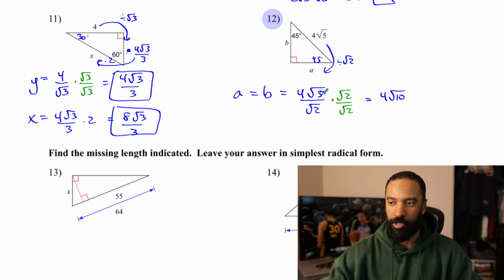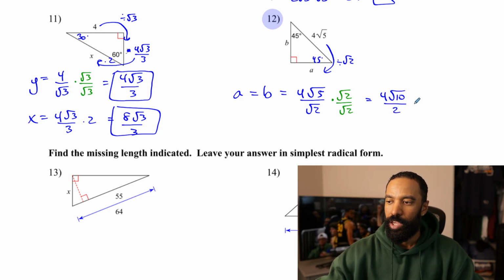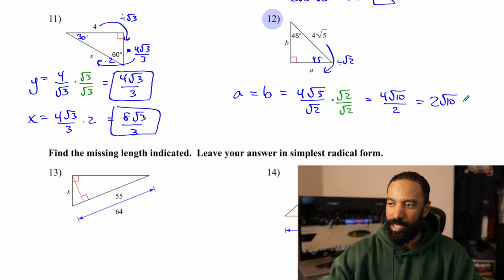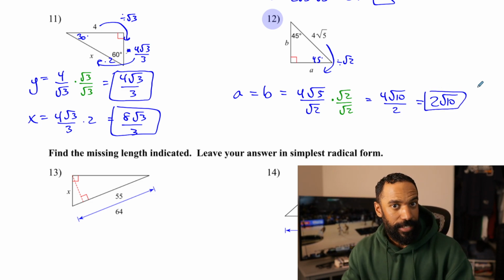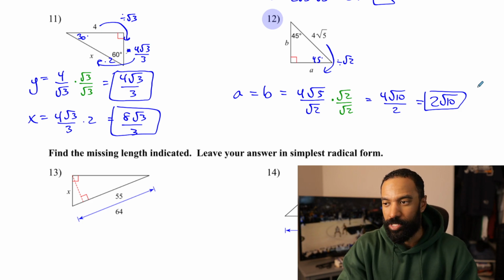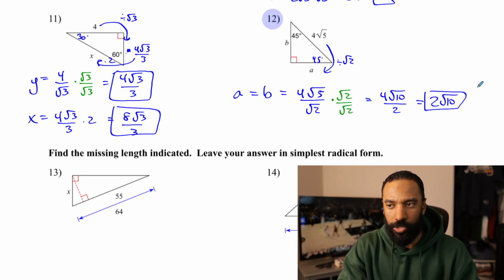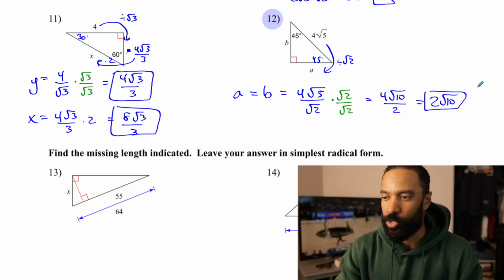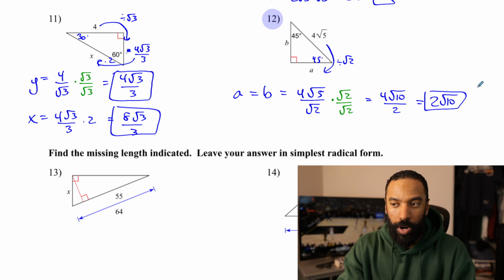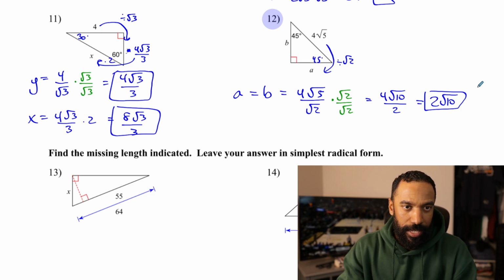See, this time this part multiplies. That guy there, over 2. 4 over 2 is 2, and you get 2 root 10. Make sure that the root 10 itself isn't something that can simplify. It's not. There's no perfect square factor inside of it. So each of those are going to be written as 2 root 10. And that's the essence of your 45, 45, 90 triangle, 30, 60, 90 triangle workload that you can use here.